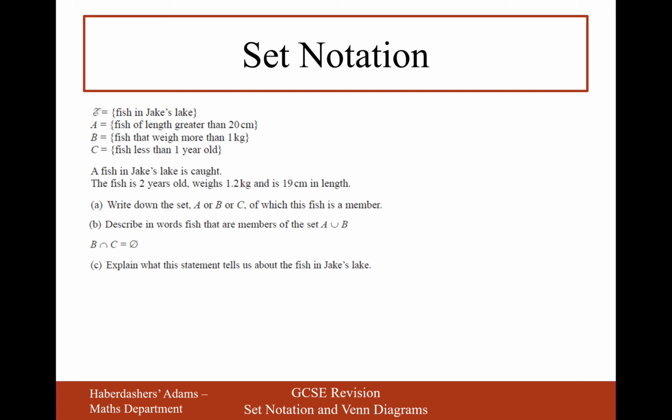Okay, so the universal set here is fish that are in Jake's lake. Set A is fish of length greater than 20 centimetres, B is fish that weigh more than 1 kilogram, and C is fish less than 1 year old. A fish in Jake's lake is caught. The fish is 2 years old and weighs 1.2 kilograms, so it's not satisfying this one, and not this one. Write down the set A, B or C which the fish is a member of.